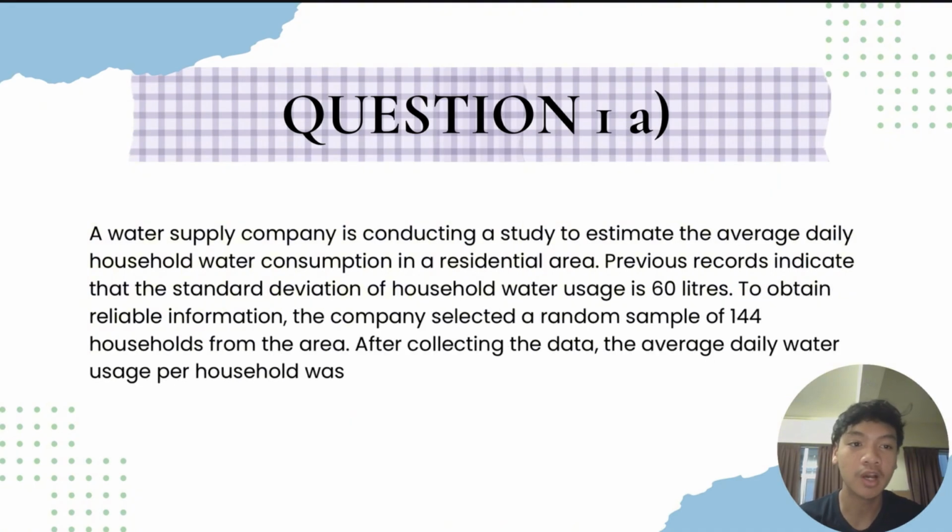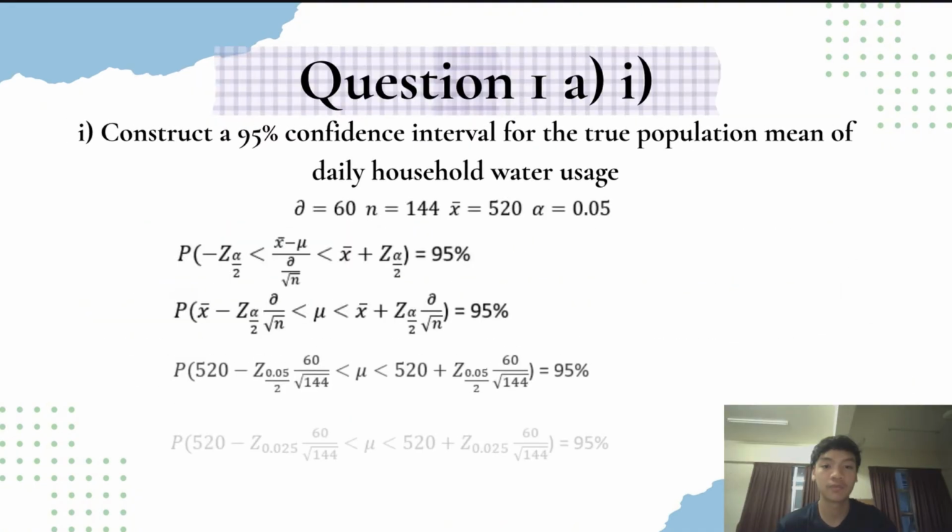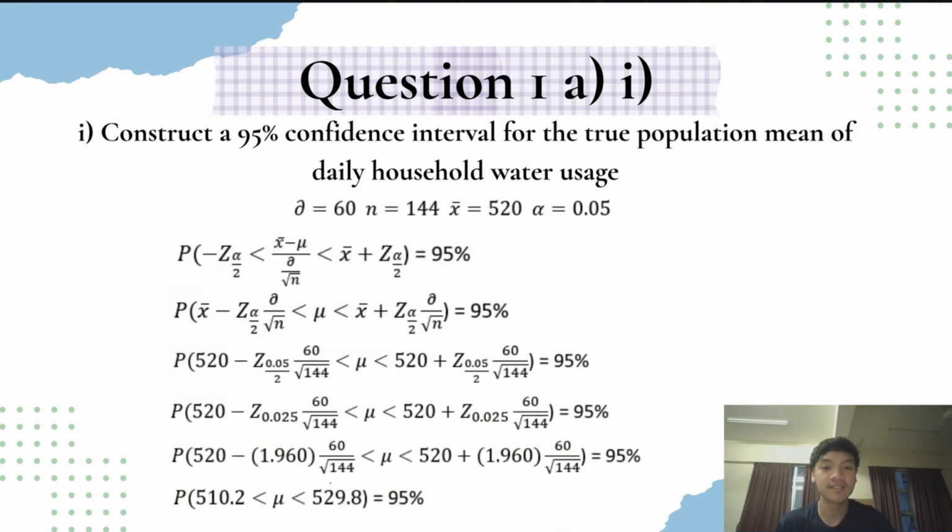In this video, I will present the solution for question 1. The first question asks us to construct a 95% confidence interval for the true population mean of daily household water usage. Since the population standard deviation is known and the sample size is large, we use the Z confidence interval formula. Next, we substitute all the values into the formula.